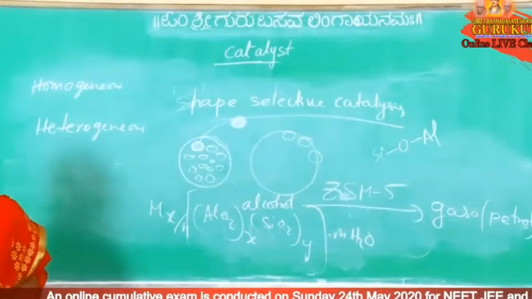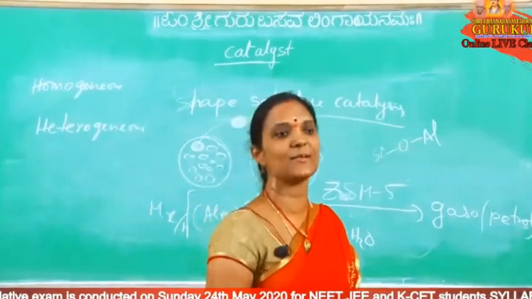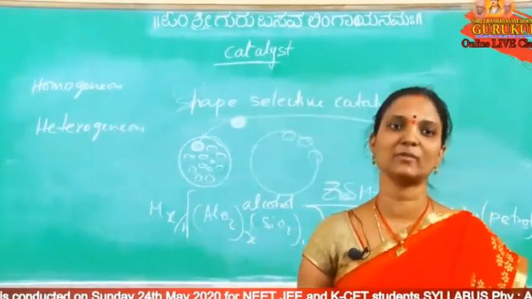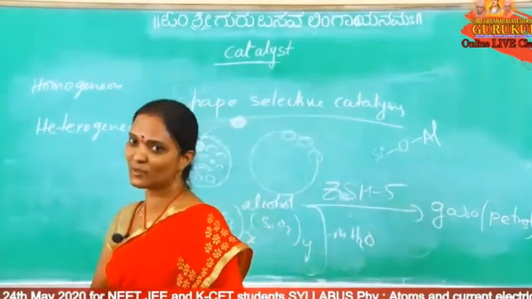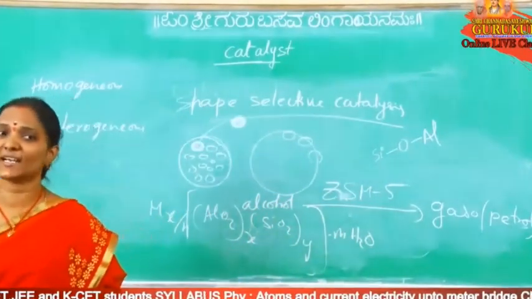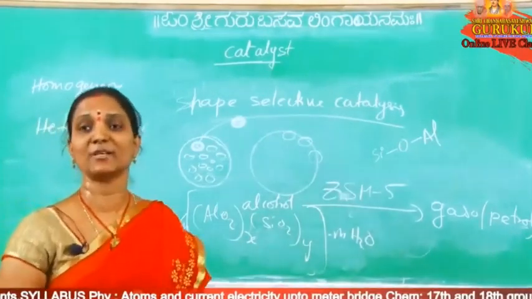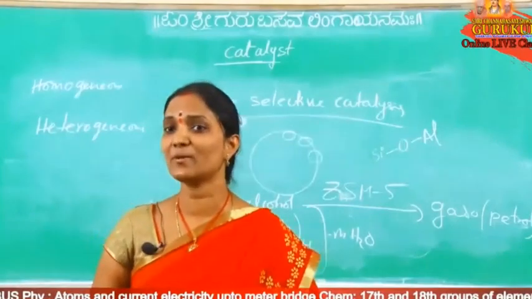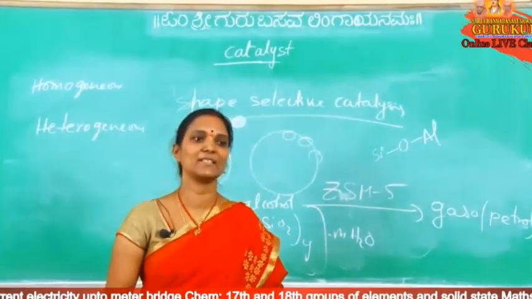So this is about catalysts. What is a catalyst? What are positive catalyst, negative catalyst, autocatalysis, shape selective catalyst, and induced catalysis? What are homogeneous catalytic reactions and heterogeneous catalytic reactions, how do these catalytic reactions take place, what is a catalytic poison, what is a promoter, and what are the characteristics of a catalyst? This is all from surface chemistry. The second part, catalysts, is completed. The first part was adsorption, the second part is catalysts.